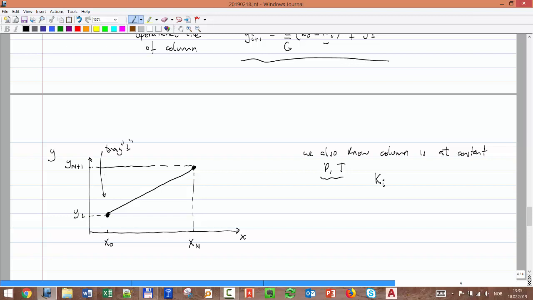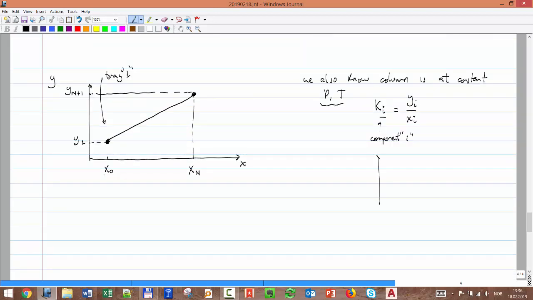The K factor of component i. In this case, i means component, not tray. That we said is simply yi divided by xi, the molar fraction of that component in the gas divided by the molar fraction of that component in the liquid. And if you remember, the plot that we made for that, K was relatively constant. That was with pressure in log scale, with K also in log scale, and it was relatively linear for the region of low pressure at a constant T.